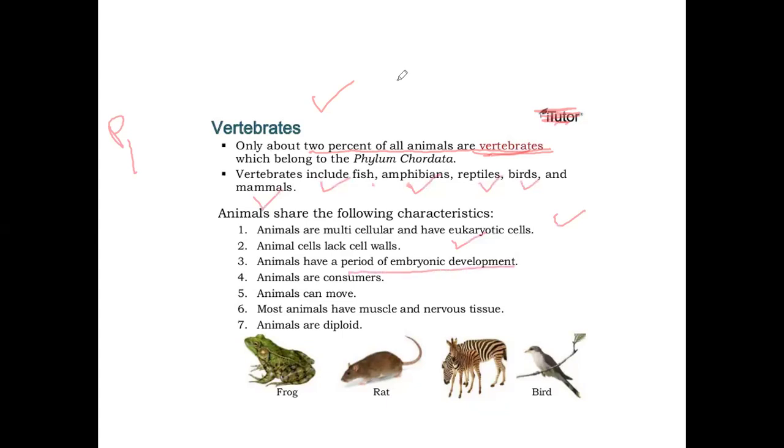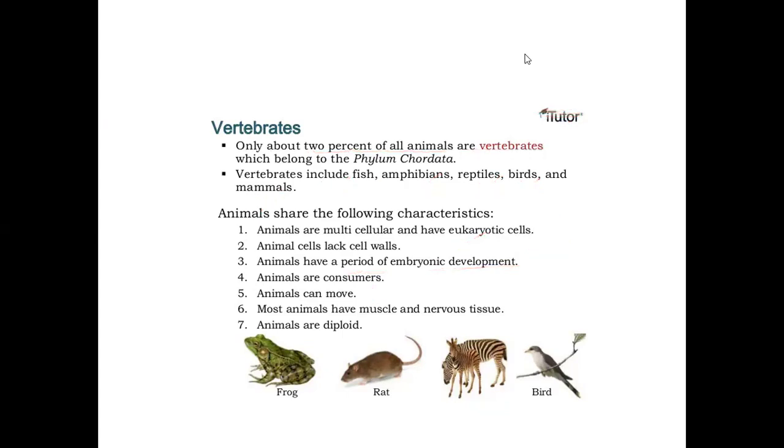Period of embryonic development: they pass through many developmental stages, so those are called embryonic development. Animals are consumers. Animals can move, with muscles and nervous tissues. Animals are diploid, they have a complete set of chromosomes. So these are the characteristics of vertebrates.